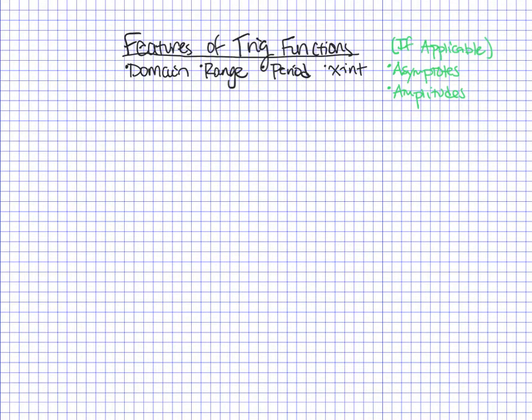So in our last videos talking about sine and cosine, sine and cosine have amplitudes, but they did not have asymptotes, so we didn't really talk about those. Today, it's the reverse. Tangent, or any other functions besides sine and cosine, don't have amplitudes, but they do have asymptotes. So let's get into that.